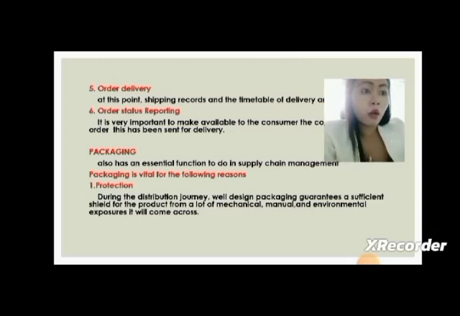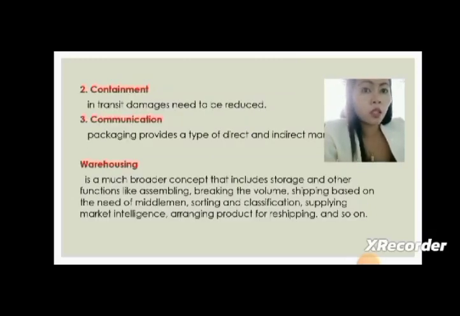Packaging is vital for the following reasons: protection, containment, and communication. Protection. At its most basic level, product packaging serves to protect the product inside. Containment. Packaging provides agglomeration of small objects into one package for reasons of efficiency and cost factor. Communication. The packaging label can be used by marketers to encourage potential buyers to purchase the product.